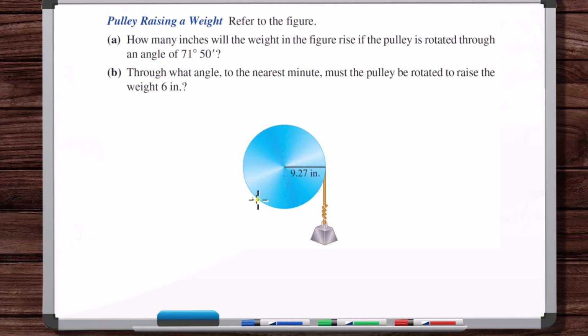Okay, we've got this pulley here raising a weight. How many inches will the weight rise if the pulley is rotated through an angle of 71 degrees 50 minutes? So the idea is that the weight is tied to the movement of the circumference of the pulley. So what we want to think about is, if the pulley is rotated through an angle of 71 degrees 50 minutes, what does that correspond to in arc length?